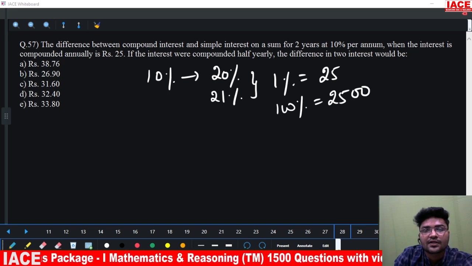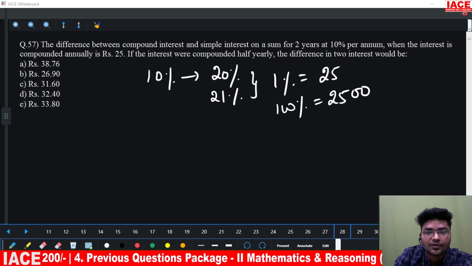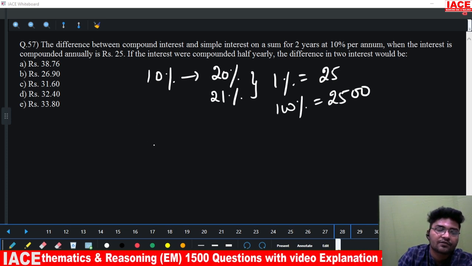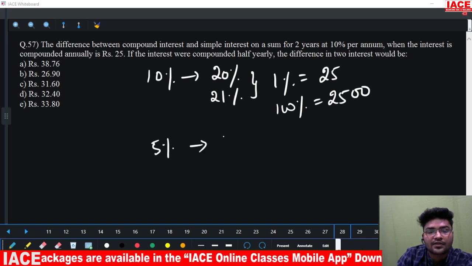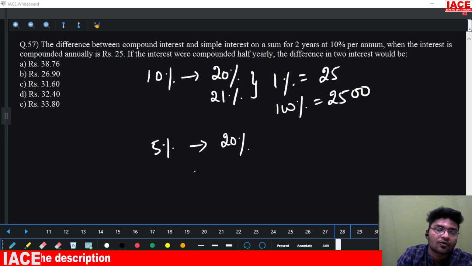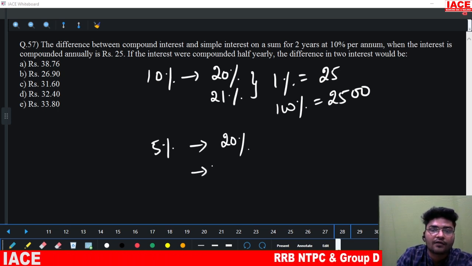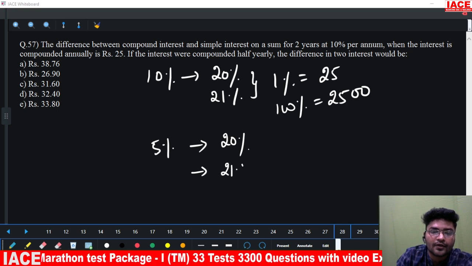Now, if the interest were calculated half yearly, the difference in the two interests would be how much? Half yearly means the rate of interest will be 5%. Simple interest for 4 times will be 20%. Compound interest compounded half yearly in the 2 years will be 21.55%.